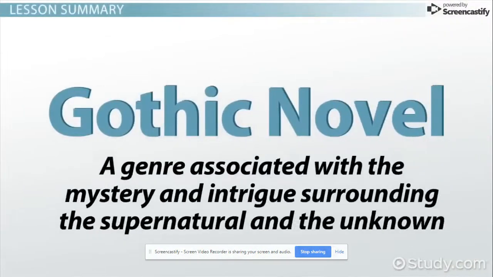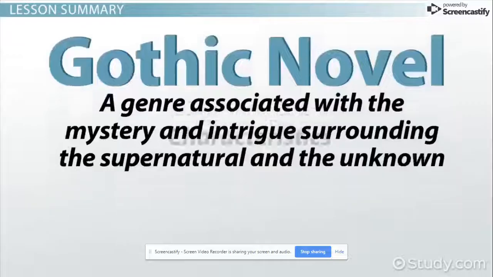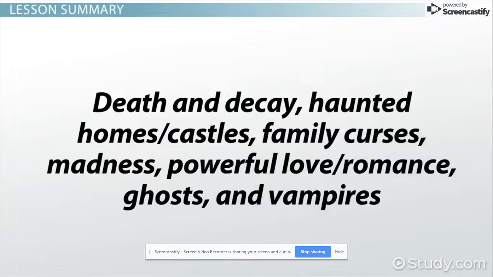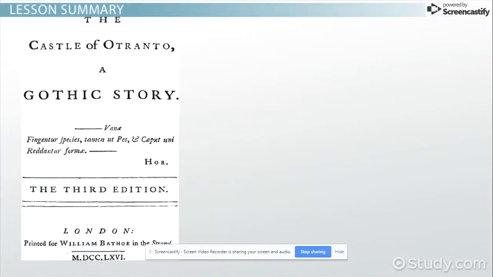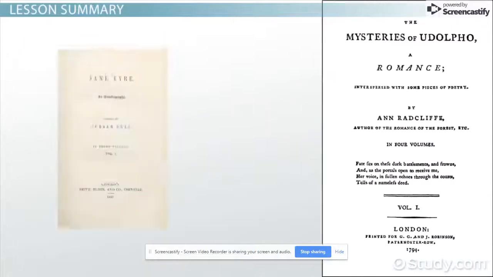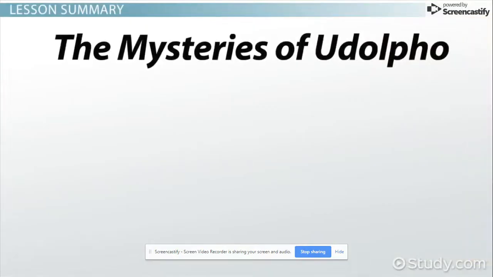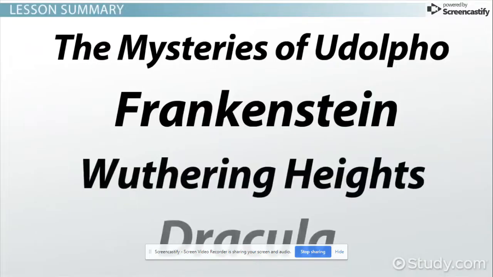The Gothic novel is a genre associated with the mystery and intrigue surrounding the supernatural and the unknown. Characteristics of the Gothic include death and decay, haunted homes/castles, family curses, madness, powerful love/romance, ghosts, and vampires. The genre is said to have become popular in the late 18th century with the publication of Horace Walpole's novel, The Castle of Otranto, in 1764. Some of the most famous Gothic novels in literature include Anne Radcliffe's The Mysteries of Udolpho, Mary Shelley's Frankenstein, Emily Bronte's Wuthering Heights, and Bram Stoker's Dracula.